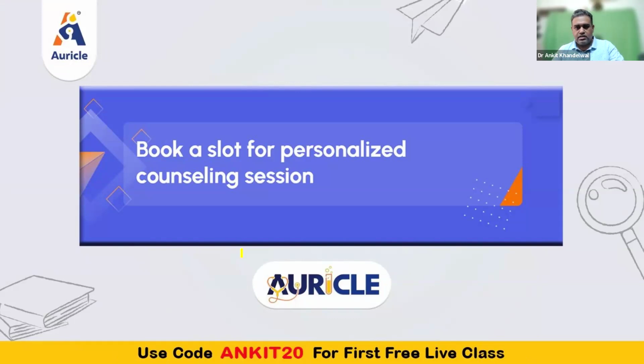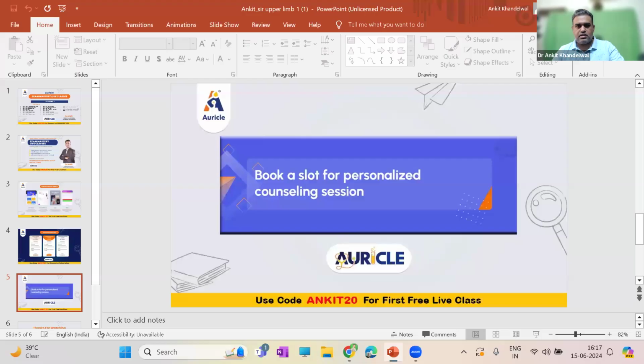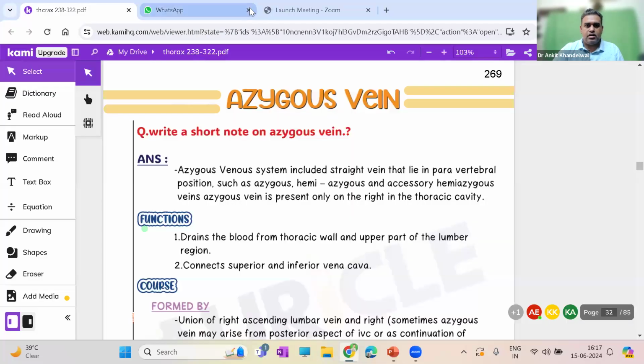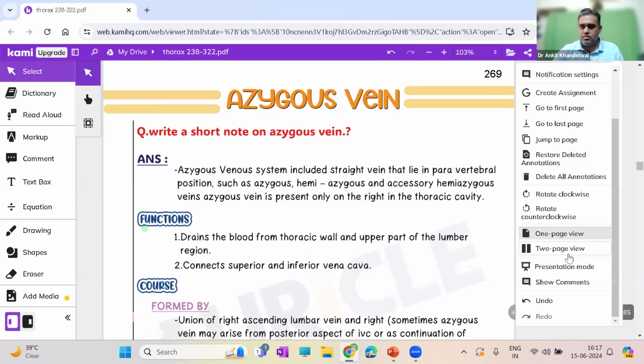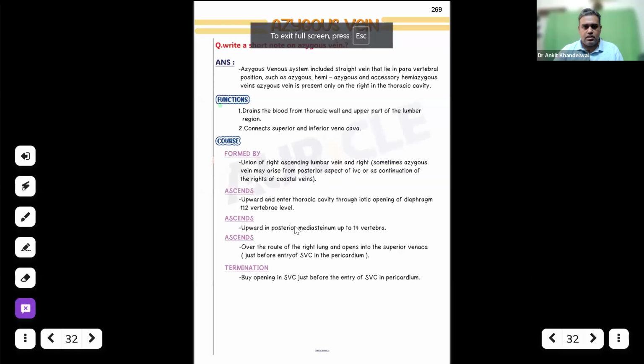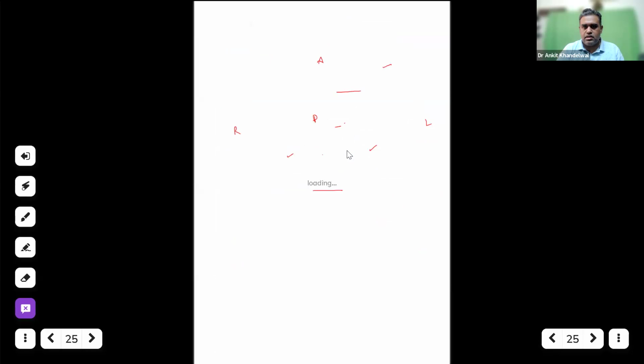Okay, so let's start the session from where we left in the previous session. Let's start over here. We were into the azygous venous part. Let me change the mode a bit over here, and I hope you guys can easily see it.